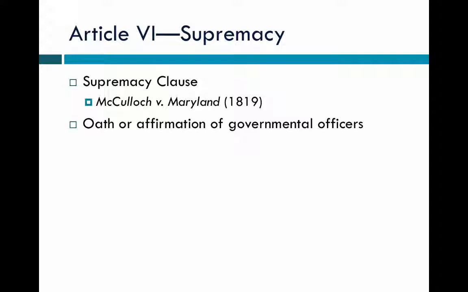So what this brings up for us is the McCulloch versus Maryland case. In McCulloch versus Maryland, we have a situation where the Supreme Court is forced to decide whether a state can tax a federal entity. The state of Maryland attempted to tax the federal bank, the national bank, which was very unpopular at the time. And it got all the way up to the Supreme Court.